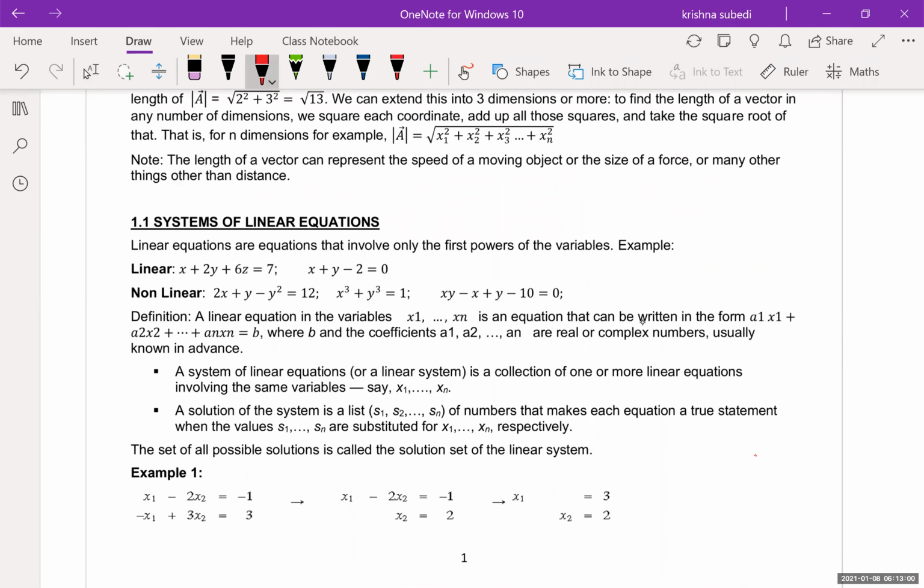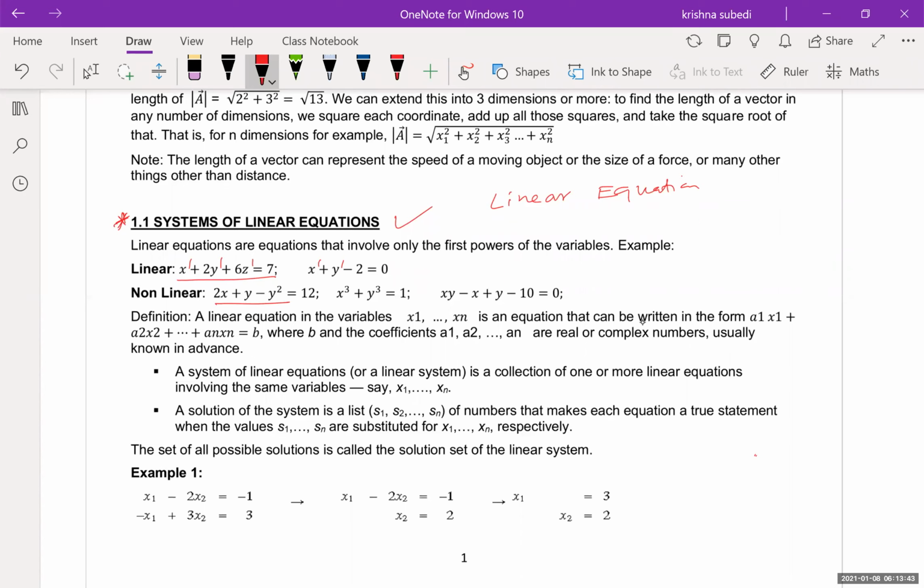So the first section in your textbook in our course is systems of linear equations. I think you are already familiar with this idea. Let us look briefly at what linear equation means. Tell me, what is the meaning of linear? The degree will remain 1. There will be no squares or cubes. Exactly. If you look at this equation here, the power of the variable is 1.